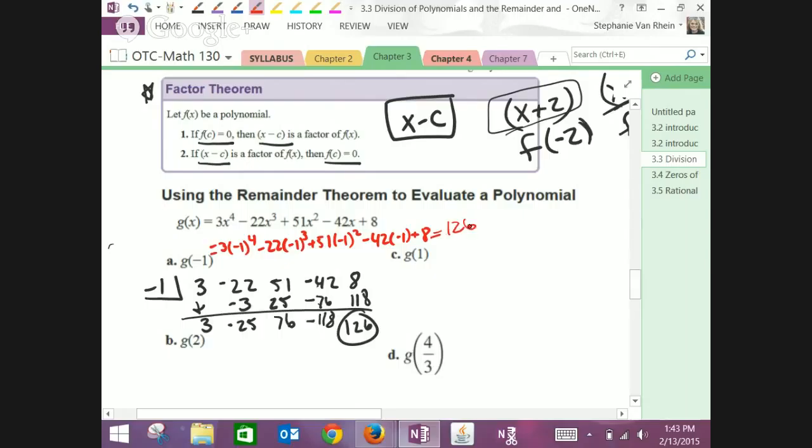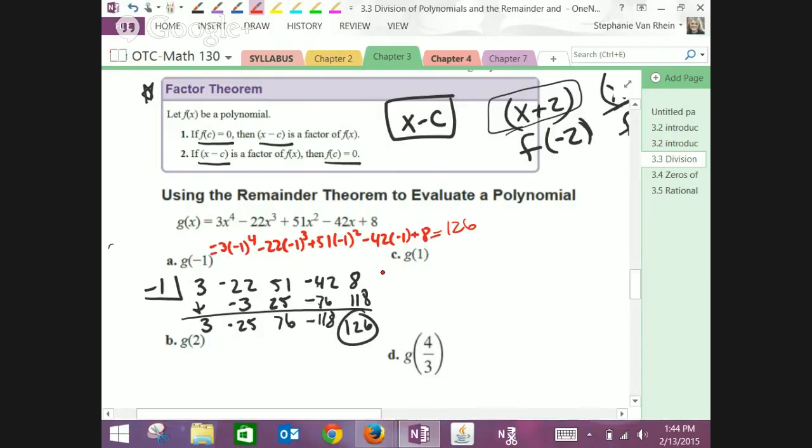This is 126. So this would be positive 3 plus 22 plus 51 plus 42 plus 8. You can do that in your calculator and confirm. You guys see how this is saying if I take the function and plug in -1, this is the remainder, and it should equal the same number.